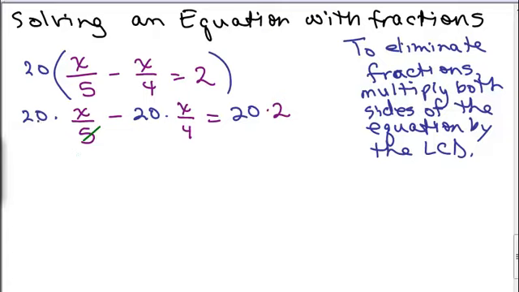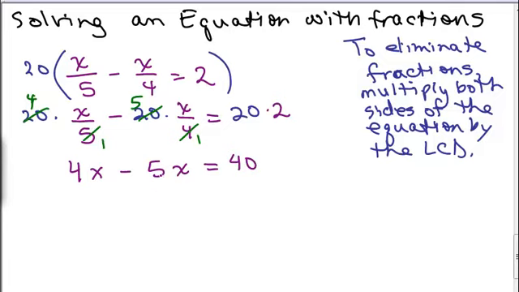It's always a denominator of 1. So 5 goes into 20 how many times? 4 times, right? 4 goes into 20 5 times. And there aren't any fractions here, so we just have 20 times 2. So this will give you 4 times x, 4x, minus 5x, equals 20 times 2 is 40. So now we have an equation without any fractions.